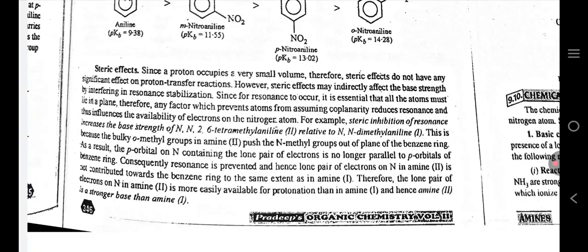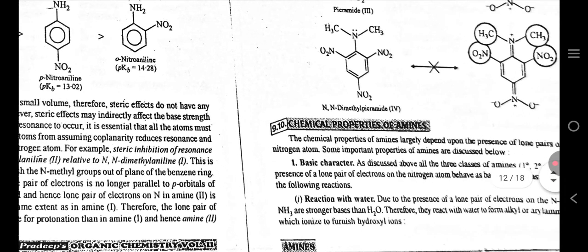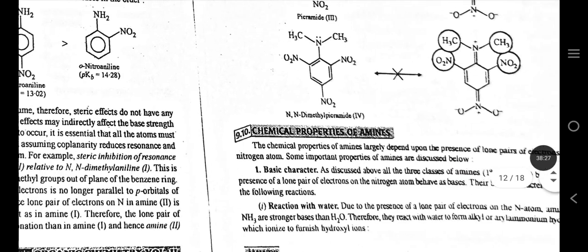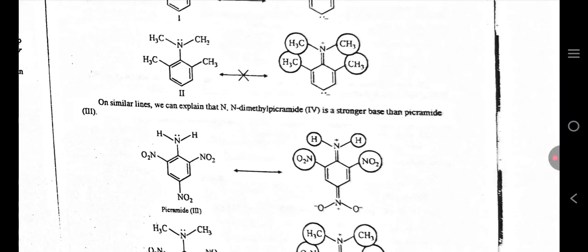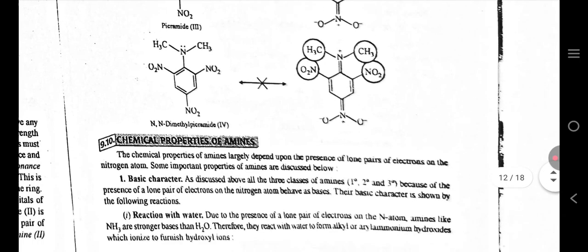Consequently, resonance is prevented and hence the lone pair of electrons on N in the hindered amine is not contributed towards the benzene ring to the same extent as in the unhindered amine. Therefore, the lone pair of electrons on N in the hindered amine is more easily available for protonation, and hence it is a stronger base. On similar lines, we can explain that N,N-dimethyl amine is a stronger base than the primary amine.